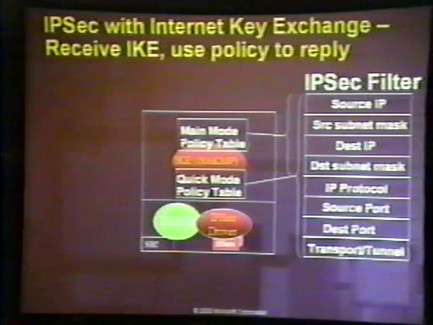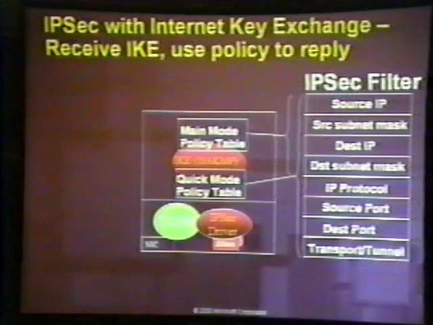Drop. We don't send back an ICMP or anything. We just drop it. Fine. Now we have the full filter, which is essentially our communications security policy: what traffic we're willing to secure, what traffic we're going to permit, what traffic we're going to block. So we take the full filter and put that in our quick mode policy table.